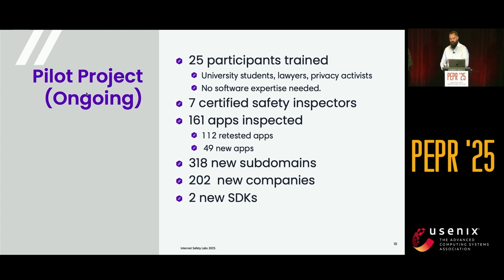So far, we've had 25 participants trained in 3 countries. These participants come from a variety of industries, including university students, lawyers, and privacy activists. There's no prerequisite software expertise needed, and in reality, we do see participants with a wide range of software and privacy understanding. Of the 25 trained inspectors, 7 have successfully completed training and are certified safety inspectors. These 7 inspectors have completed 161 app inspections, which included 112 apps which previously had labels and 49 newly tested apps. The 161 apps were responsible for adding 318 new subdomains, 202 new companies, and 2 new SDKs to our databases.